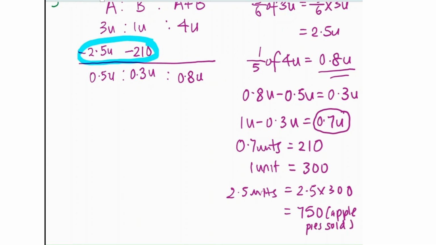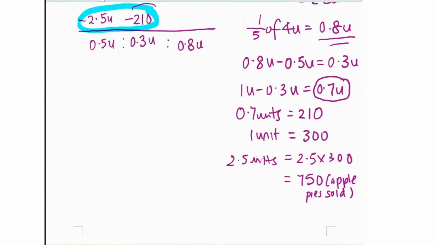Since we know 210 blueberry pies were sold, to find the total number of pies that were sold, we can add 750 with the 210, and that gives us 960. So the answer to this question is 960 pies were sold altogether.